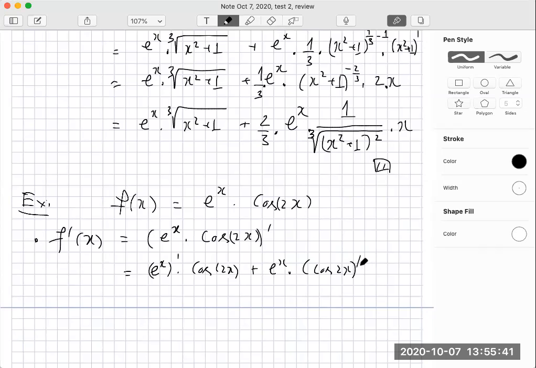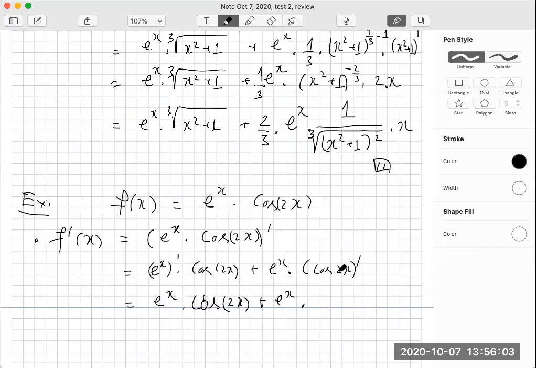Yeah, let us do it slowly this way. Very good. Then e to the x prime gives us? Yes. This guy, we just rewrite it, and plus e to the x here.